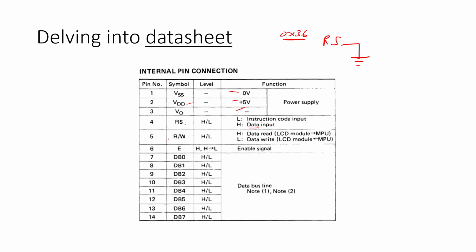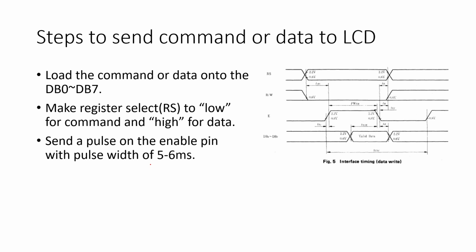Coming to read/write, to write onto the LCD you have to ground it. If you want to read from the LCD, you have to pull it high. Coming to the enable pin, you will be changing this between high and low based on the data write cycles or command write cycles. And from DB0 to DB7, these are the data lines. Whenever you want to send data or command to the LCD, these are the lines to which you have to write your data.